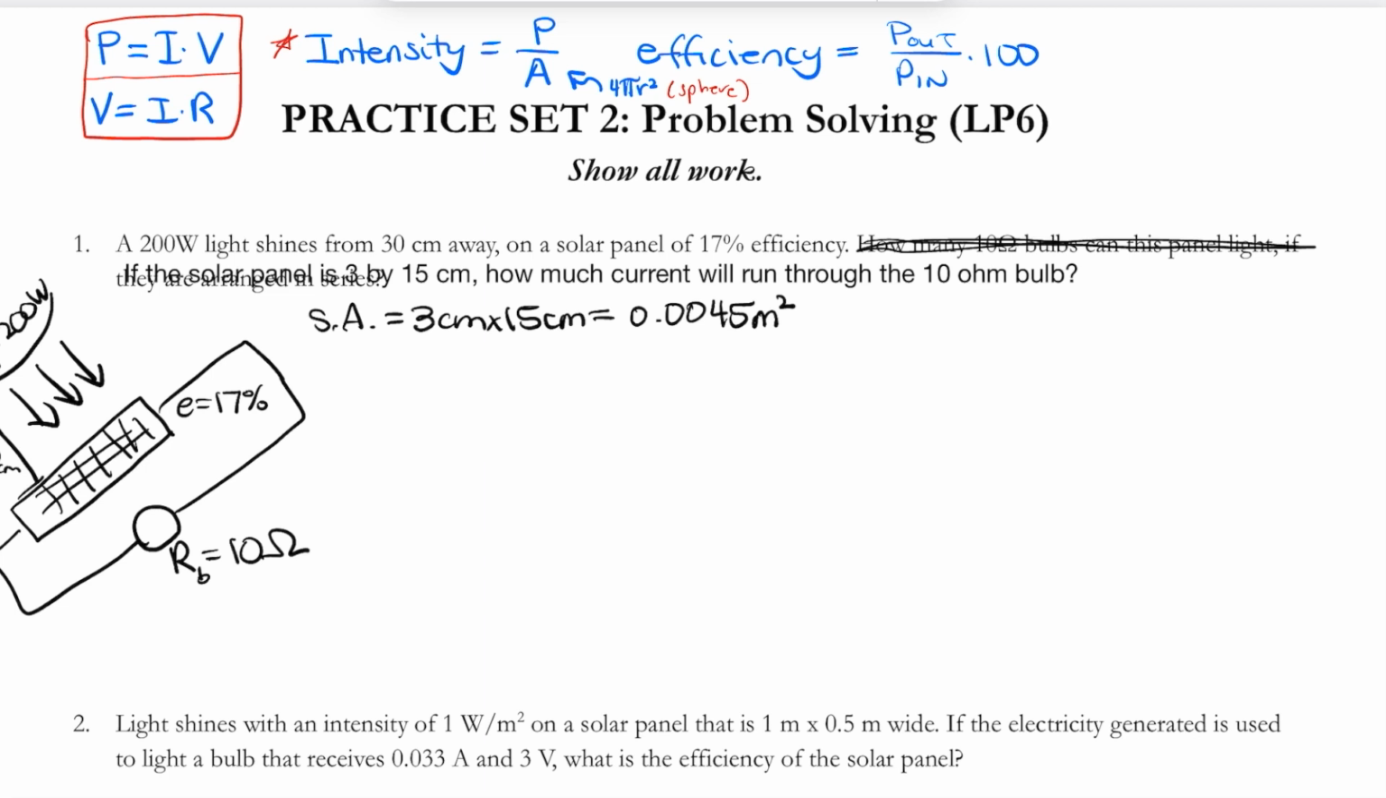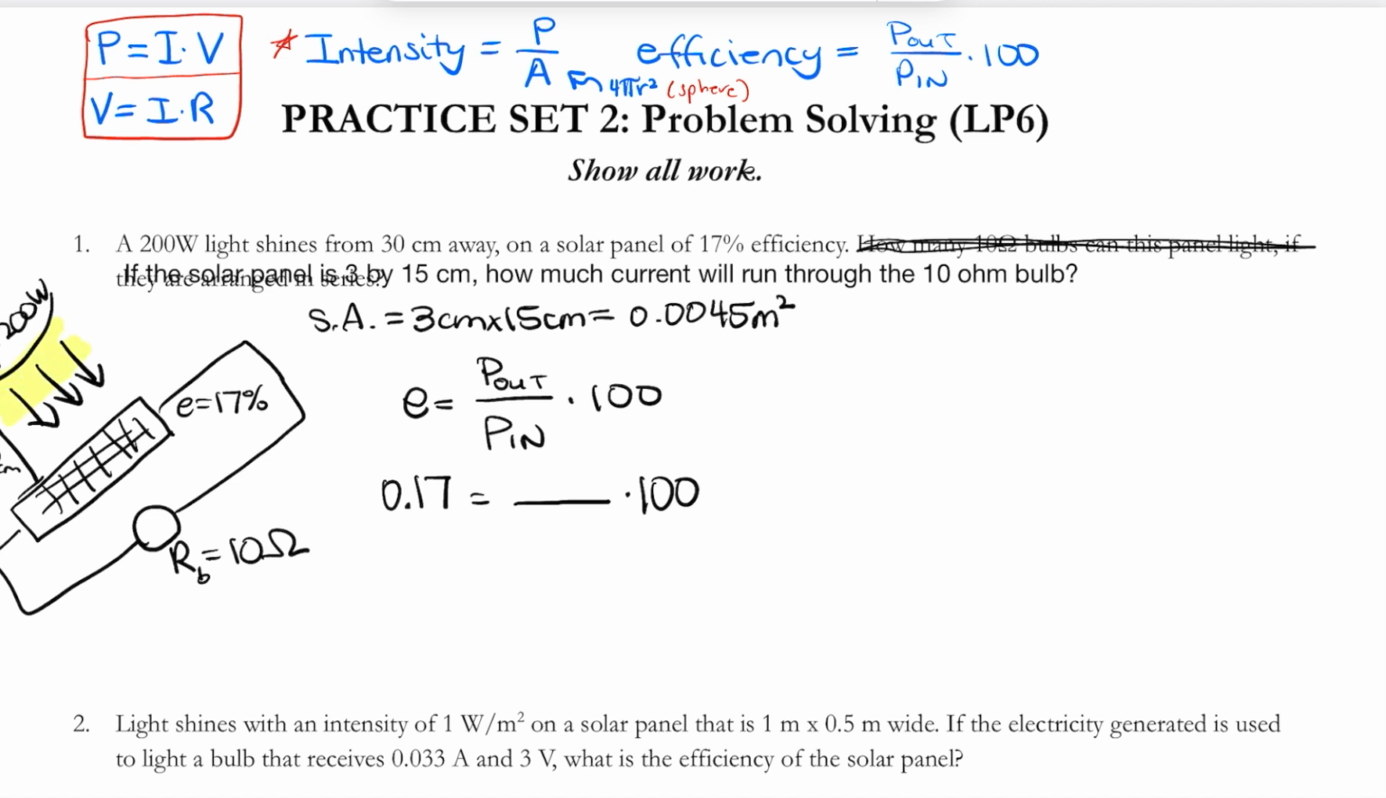So I'm going to start. You can start anywhere, but to me, the place to start is efficiency, because it's going to help me figure out what I need. So here's my efficiency equation. I know that this is 0.17, and I don't know power out or power in yet. Some people make the mistake of using the power of the light source as the power in. It's not. Let me explain why, because this is really important.